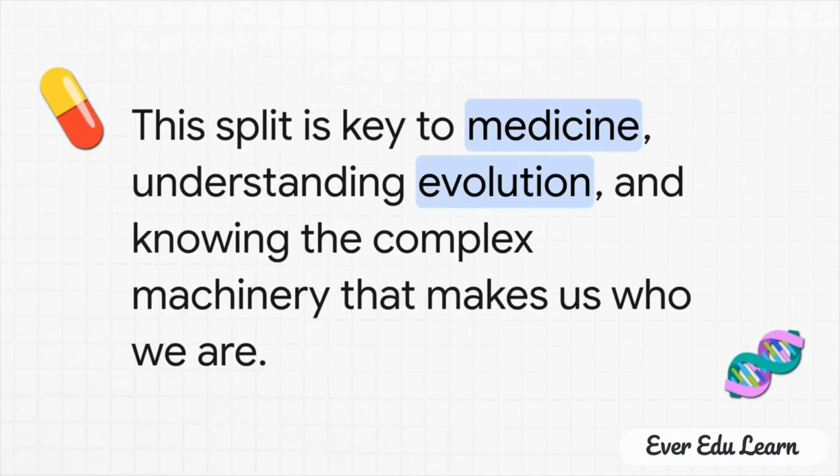And that leap has huge real-world implications. In medicine, we actually target the unique features of prokaryotic bacteria to create antibiotics that kill them without harming our own eukaryotic cells. Understanding this split is fundamental to tracing the entire story of evolution, and, when you get right down to it, to understanding the complex machinery that makes us who we are.